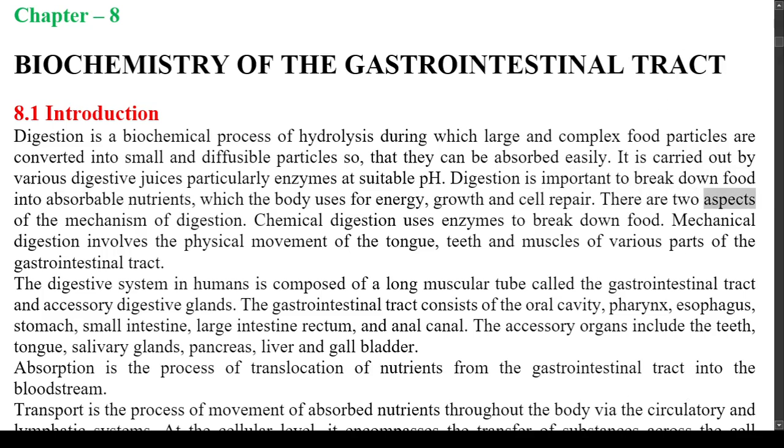There are two aspects of the mechanism of digestion. Chemical digestion uses enzymes to break down food. Mechanical digestion involves the physical movement of the tongue, teeth, and muscles of various parts of the gastrointestinal tract.